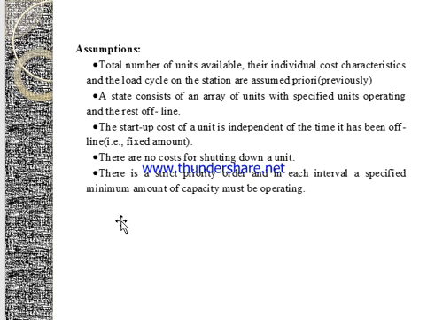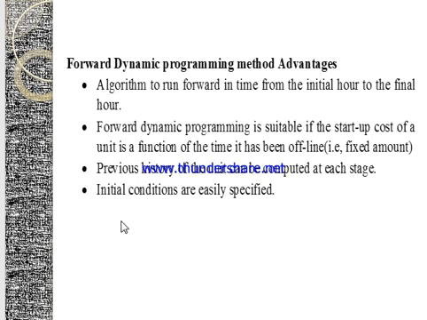previously. A state consists of an array of units with specified units which are operating and the rest offline. The startup cost of a unit is independent of the time it has been offline, that is a fixed amount. There are no costs for shutting down a unit, there is a strict priority order, and in each interval a specified minimum amount of capacity must be operating.